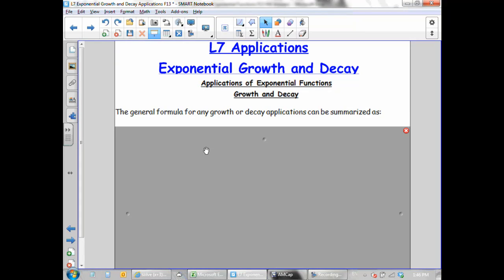This is the last part of this unit. Part 1 was all the algebra, the rules. Part 2 was the graphing. Part 3 of this unit is these applications.